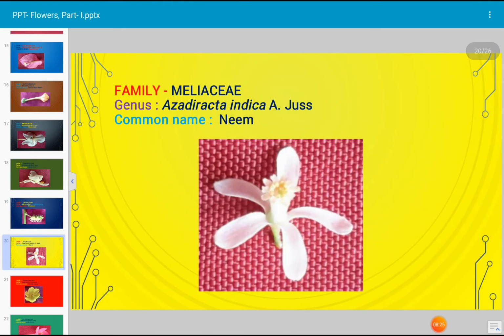Okay, next, this is the flower of Azadirachta indica, a large medicinal plant known as the neem plant, and the family is Meliaceae. It is a medicinal plant. Several types of medicines are prepared from this. Soap is prepared from the oil as well as seeds, and even recently eco-friendly pesticides are prepared from Azadirachta indica. It is a member of family Meliaceae.